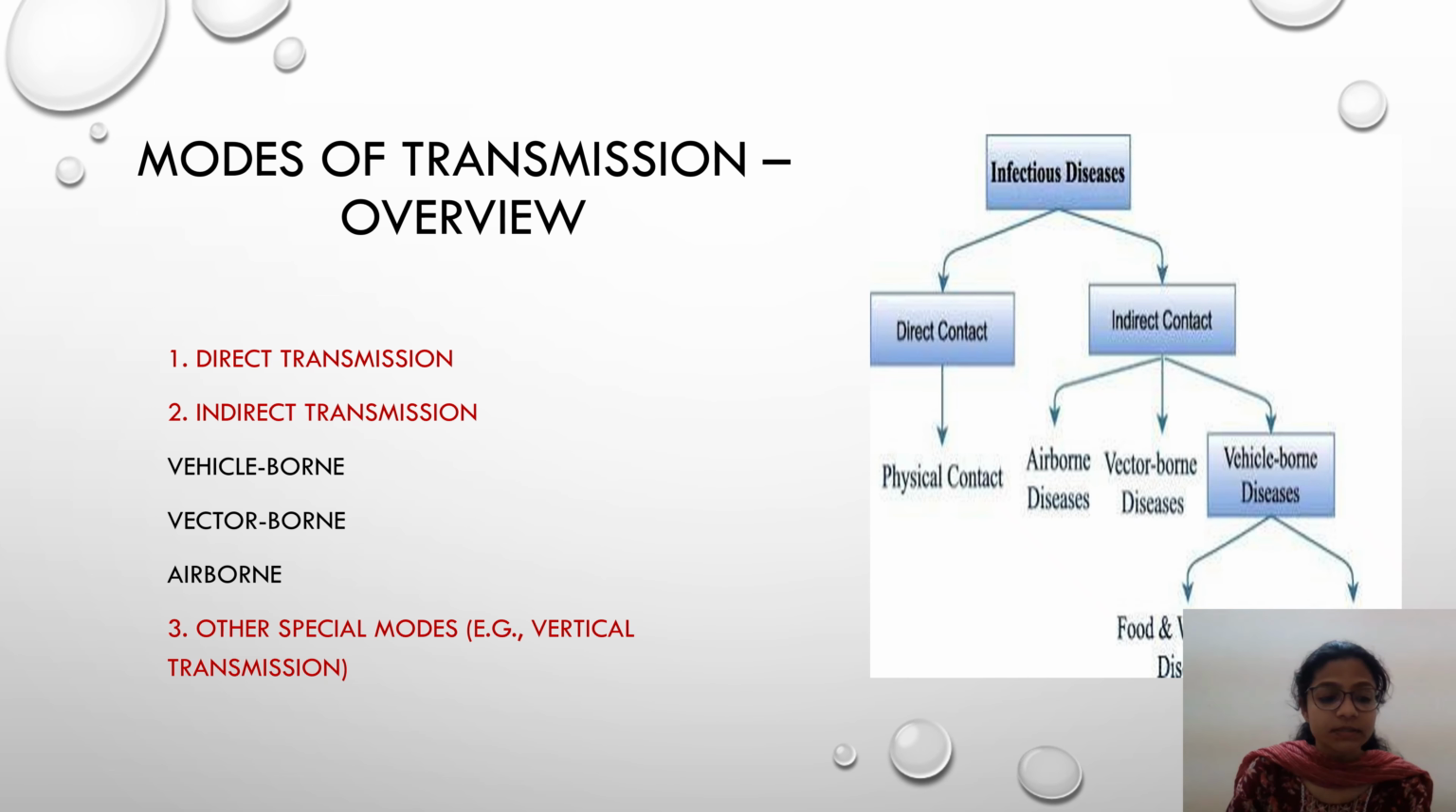Vehicle-borne is passing through food and so on, and from equipment, the syringe and so on. Vector-borne is through insects and so on, and airborne is diseases which spread through air. The third one is other special modes, such as vertical transmission from mother to child, and zoonotic transmission, which is infection transferring from animals to humans. Let's go through each.